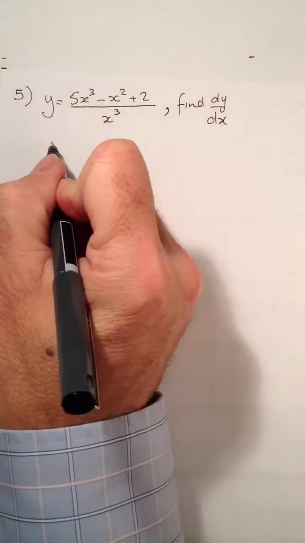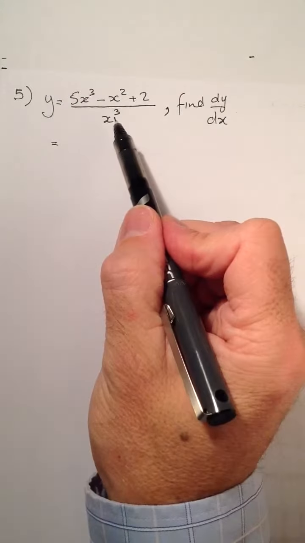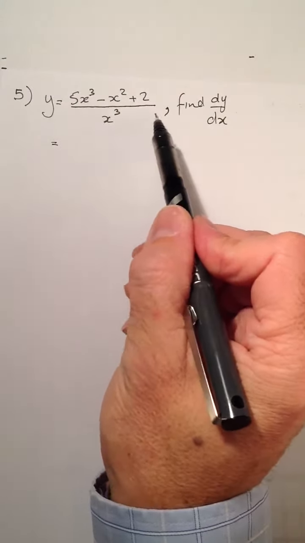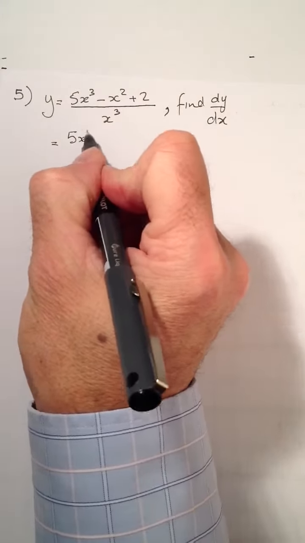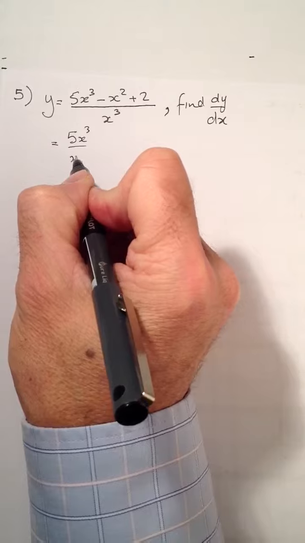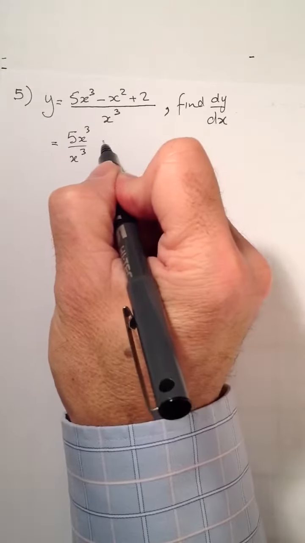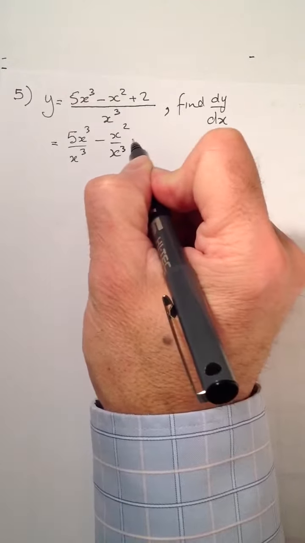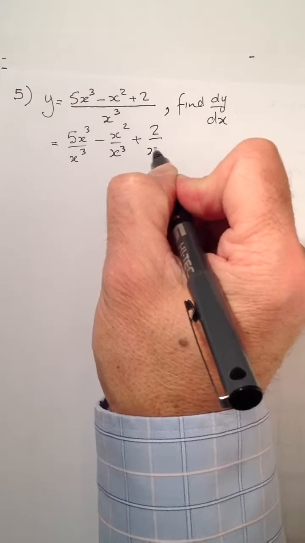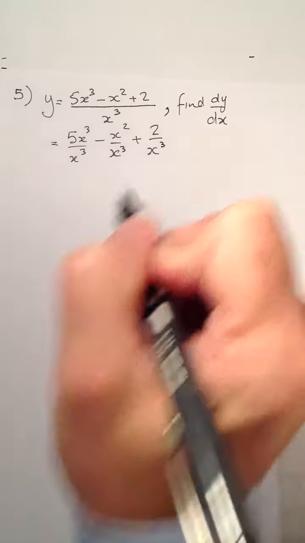I'm going to have to prepare that. Okay, so first of all, what I'm going to do is, with the fraction, I'm going to split it across what I've got on the numerator. So I've got 5x cubed, and that's going to be all over x cubed. I've got minus x squared all over x cubed, and I've got plus 2 all over x cubed.